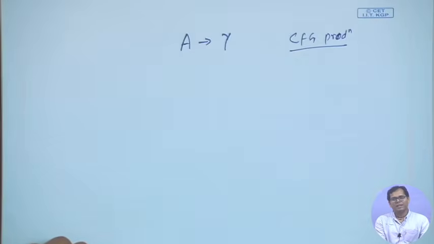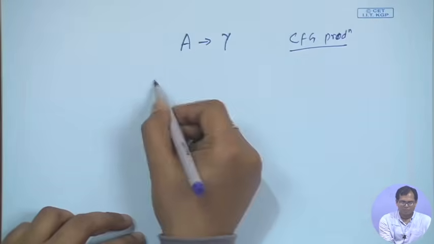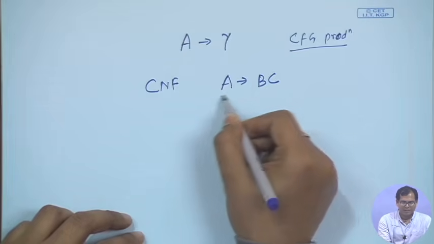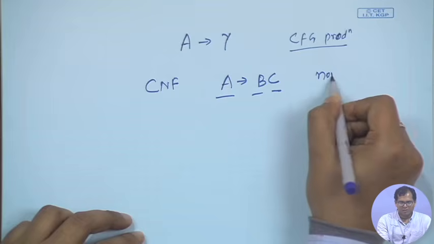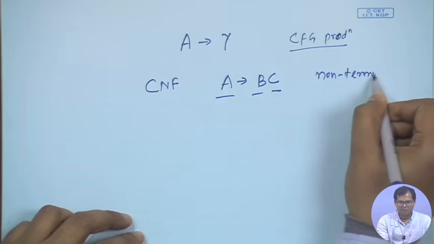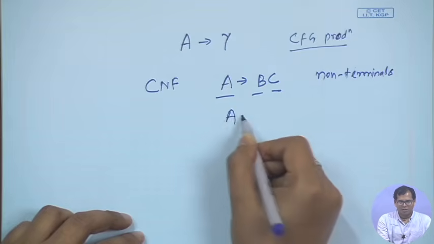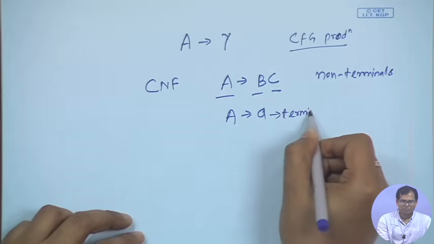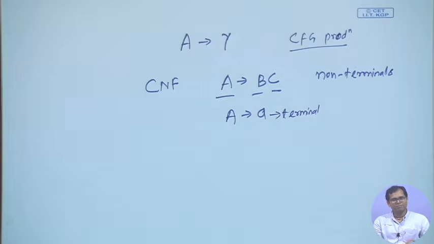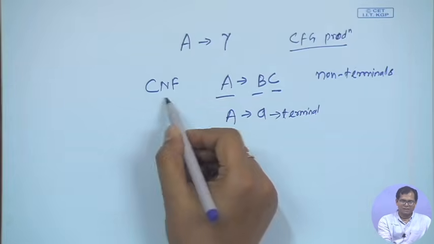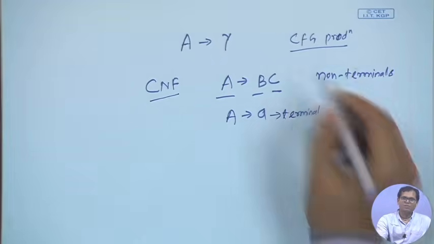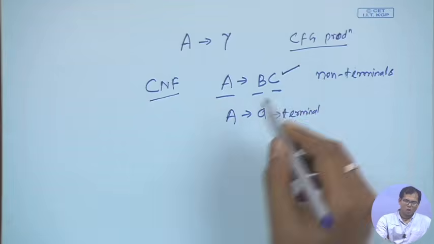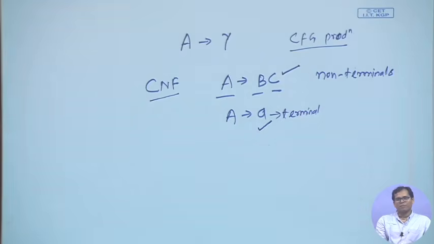So what happens in the case of Chomsky normal form? The rules are constrained to be of these 2 forms. A goes to B C, all these are non-terminals, or A goes to small a. Small a is a terminal. So the left hand side is always the same, it is only 1 non-terminal. In Chomsky normal form, you put some constraints on the right hand side. So it can have either only 2 non-terminals or only 1 terminal.